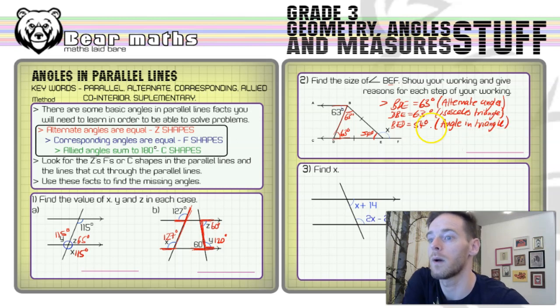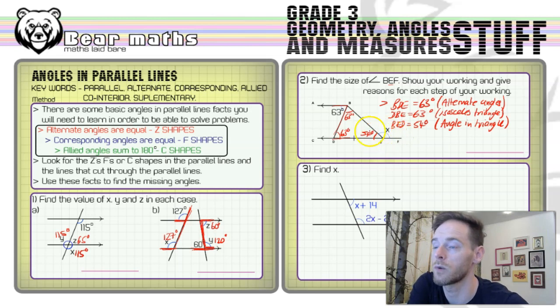So angles in a triangle is our rule. And then this is angles on a straight line for the final answer. So 180 take away the 54. Let's just see if we did that calculation correctly. There's 126. Yes. So angle BEF is the one we wanted. Angle BEF equals 126 degrees. And the reason is it's angles on a straight line.